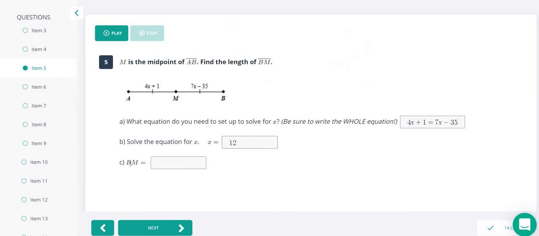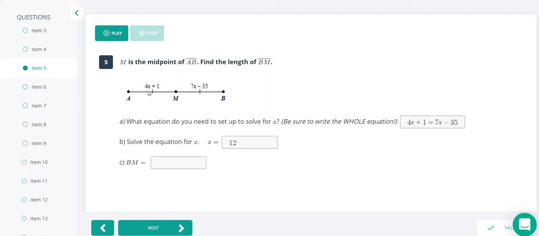So now they want us to find the length of BM, which is this side here. I mean, you could find the length of either side because these are the same. I'm going to say find this side because I know that 4 times 12 is 48. I don't know off the top of my head what 7 times 12 is, so we could plug it back into here, knowing that they're the same, and plug it into the easier one to do the math.